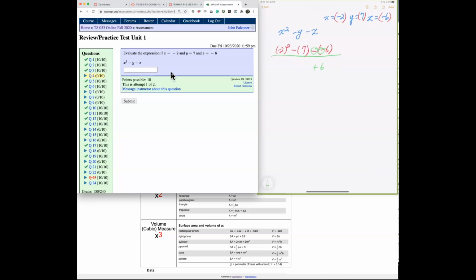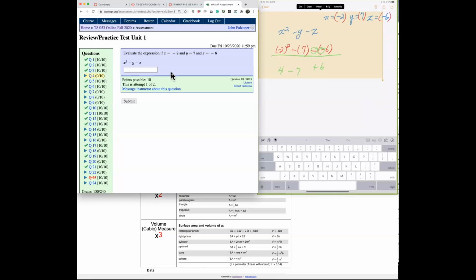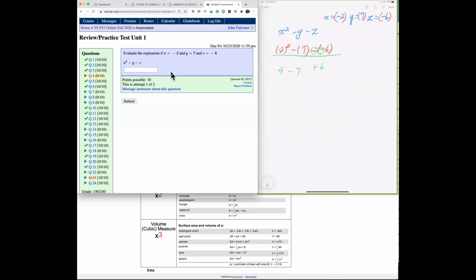So there are no operations inside parentheses here. So we're going to start with the exponent. So (-2) squared is -2 times -2, which means 4. So 4 minus 7 plus 6. Okay. So 4 minus 7 is -3, right? Because we have a +4 and a -7. Signs are different, so we take the difference. And then 7 is larger than 4, and 7's sign is negative, so we're going to end up with a -3.